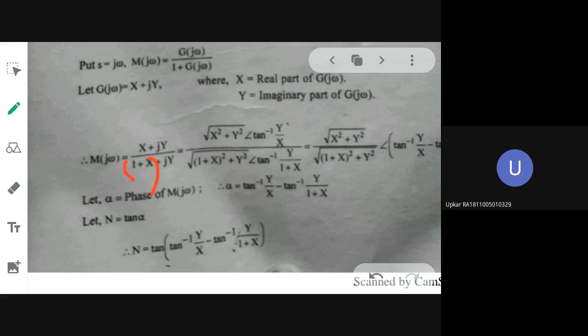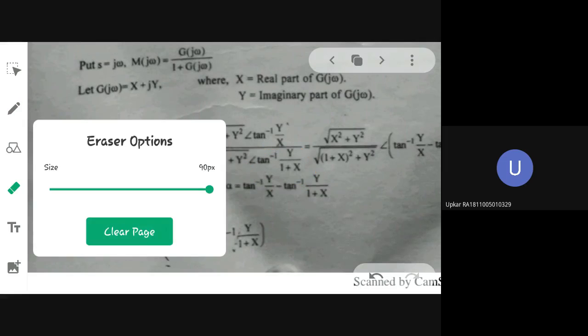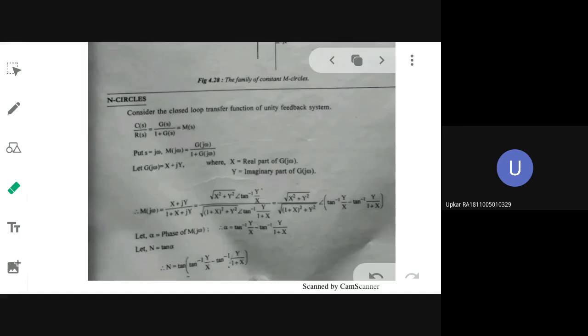I will load that again. It's delaying. Okay, tan inverse of y by x. Now the next thing is I need to prove that N is equal to tan alpha.